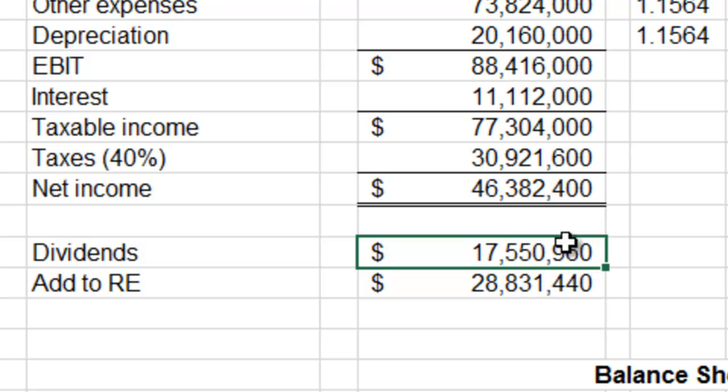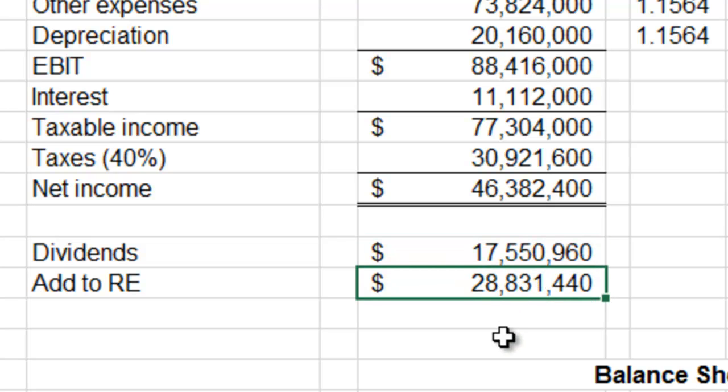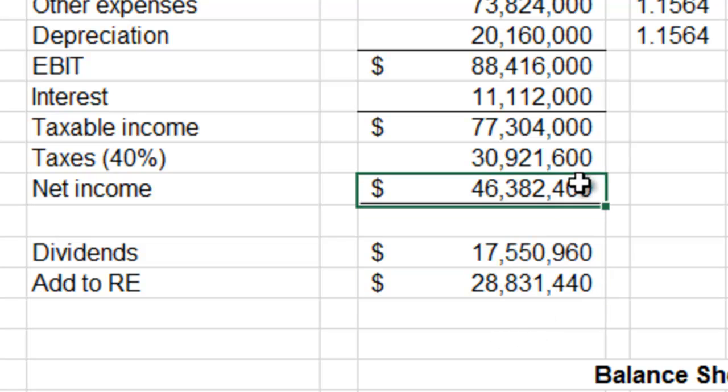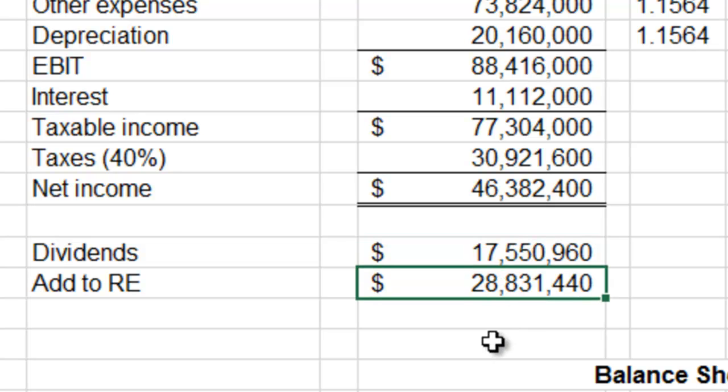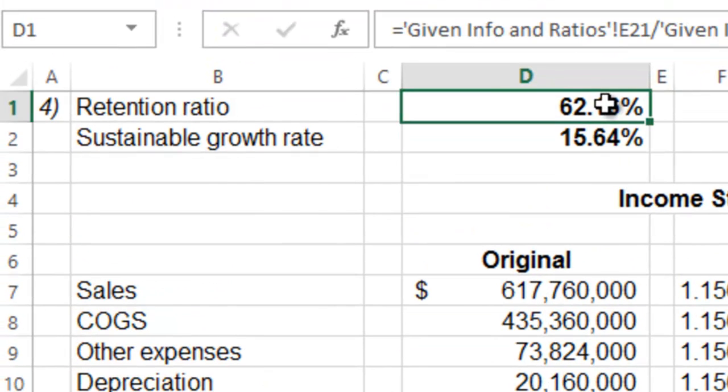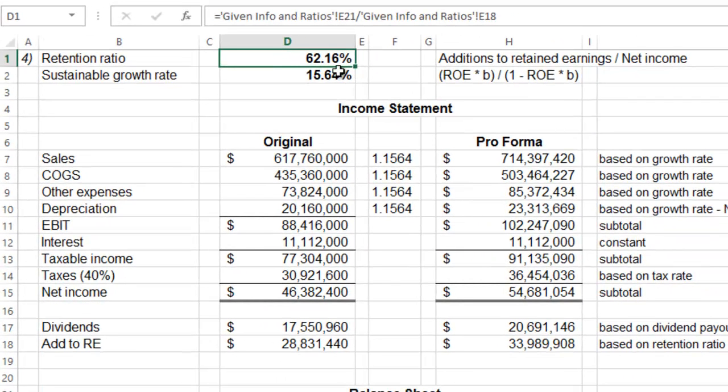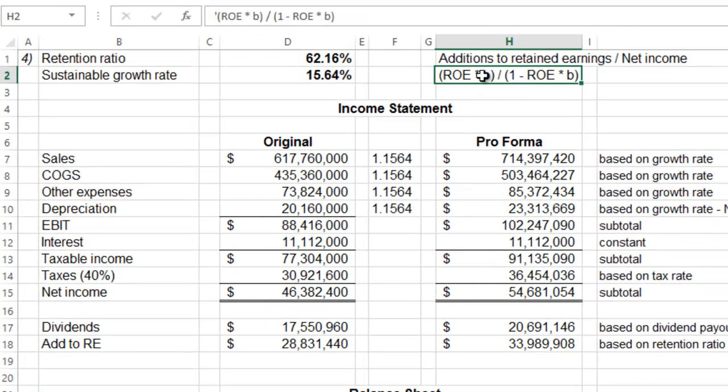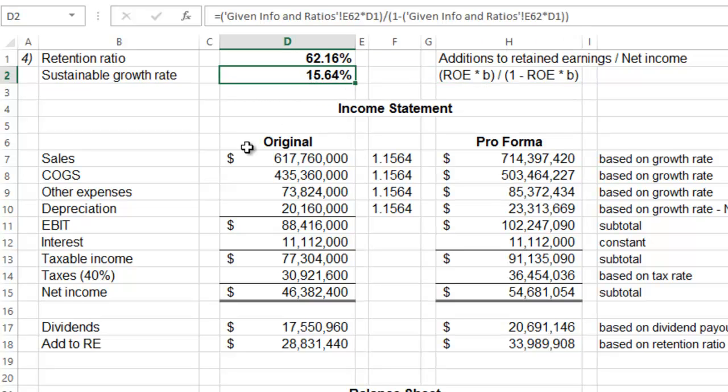Whatever is not paid out of dividends must be retained, and therefore the additions to retained earnings is the $46 million in income minus the $17 million in dividends, which gives us almost $29 million in additions to retained earnings. So if you take that number and divide it by that number, that gives us our retention ratio right there. So about 62%. So then that percentage, 62%, becomes an input here to the sustainable growth formula along with the ROE, and we can determine that this particular company has a sustainable growth rate of 15.64%.